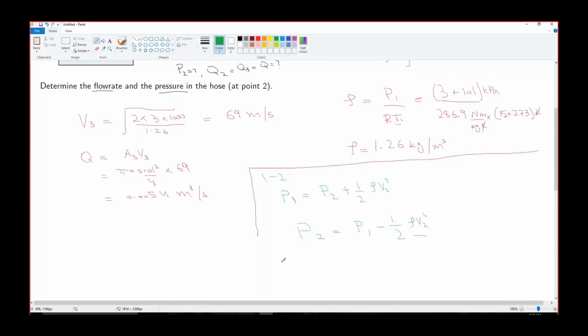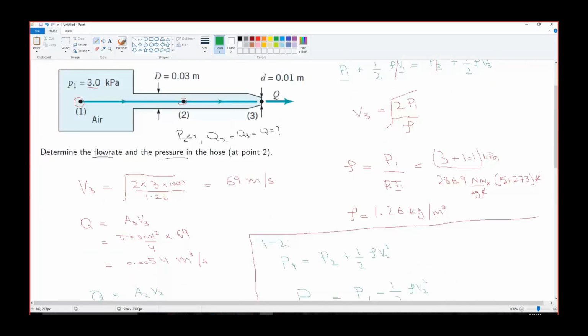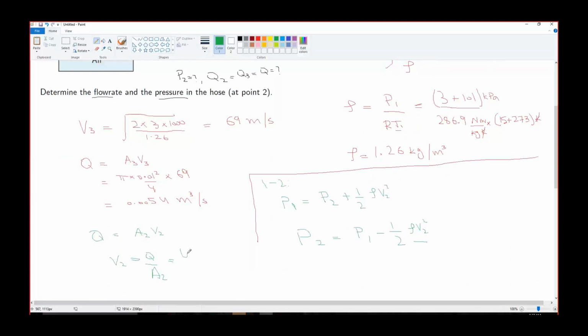So what is V2? Sir, the flow rate is the same, so we will calculate from that. So the flow rate is fixed. We can write Q equals A1 V1, and Q equals A2 V2. Yes sir, A V. Okay, so V2 would be equal to Q divided by A2, where A2 is pi d square by 4, which is 4 times Q divided by pi into 0.03 square.